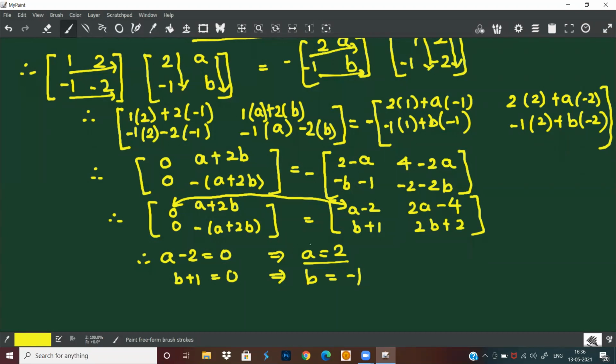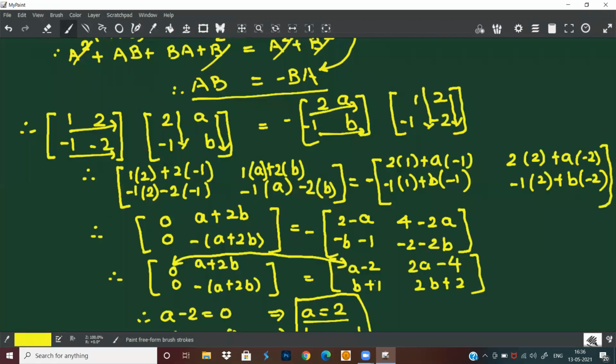Got it? Shriya, how did you get b as negative 5? Can you please check? No problem. No problem. You got your error, right? You got it right. Very good. So he has already written a is 2 and b is minus 1.